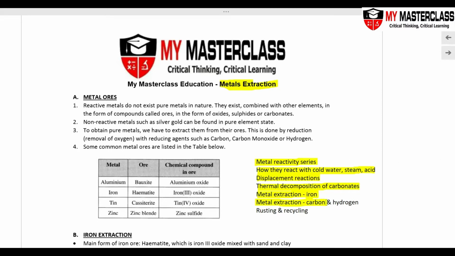extractions with regards to using carbon and hydrogen as your reducing agent. Last but not least, we will be looking at rusting and recycling of iron in detail.